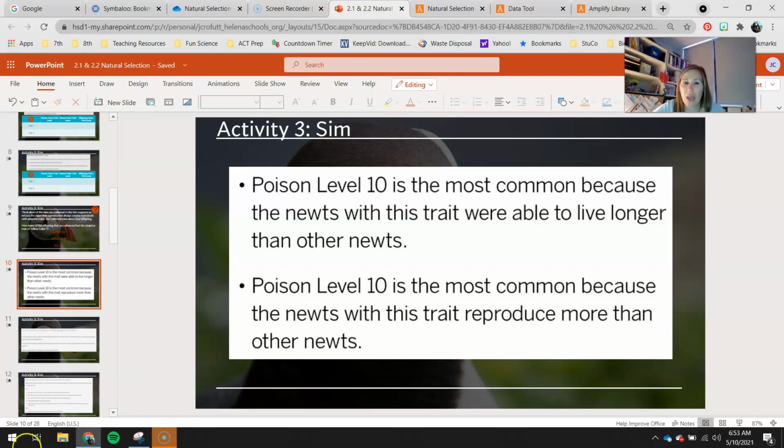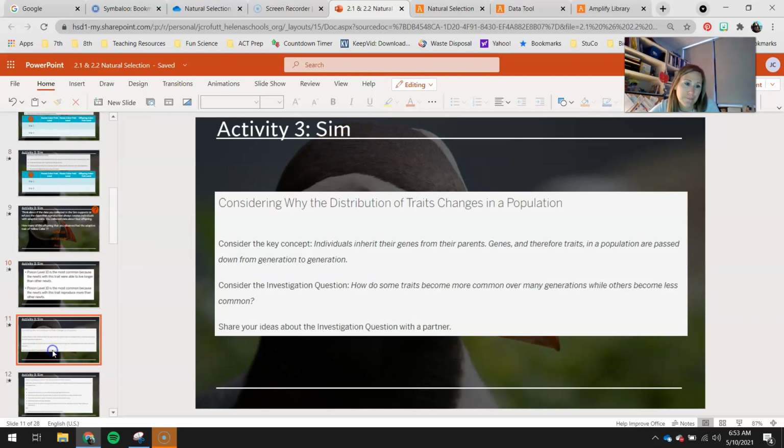So we're going to look at which one of those little claims right here is probably more accurate. Here's how we're going to do this. Considering why the distribution of traits changes in a population, why do we see those adaptive traits become more common? Consider the key concept: individuals inherit their genes from their parents. Genes, and therefore traits, in a population are passed down from generation to generation. Those traits could be adaptive or they could be non-adaptive. Consider the investigative question: how do some traits become more common over many generations while others become less common?